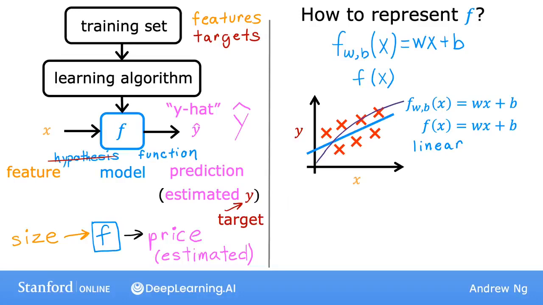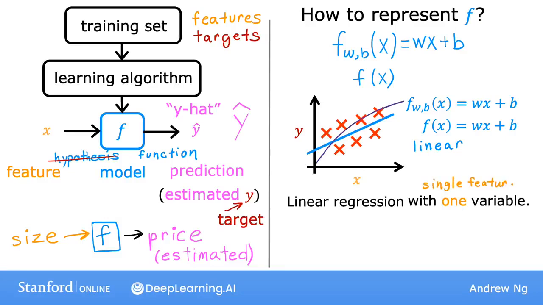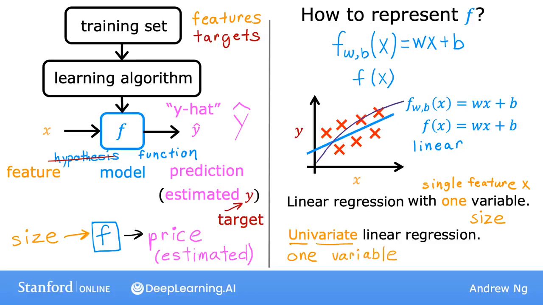This particular model has a name. It's called linear regression. More specifically, this is linear regression with one variable, where the phrase one variable means that there's a single input variable or feature x, namely the size of the house. Another name for a linear model with one input variable is univariate linear regression, where uni means one in Latin and where variate means variable. So univariate is just a fancy way of saying one variable.